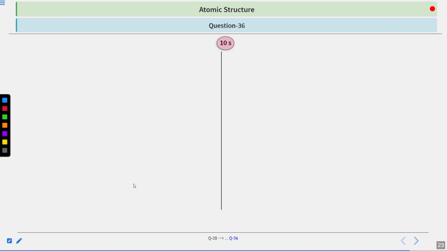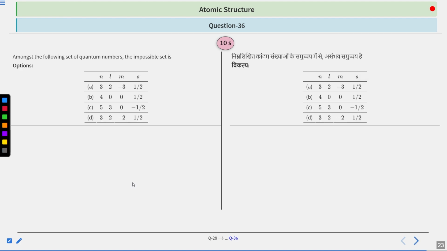Now moving on to the next question. Question number 36 says that amongst the following set of quantum numbers, the impossible set is. Your options are: A, n equals 3, L equals 2, m equals minus 3, s equals half. Option B, n equals 4, L equals 0, m equals 0, s equals 1 by 2. Option C, n equals 5, L equals 3, m equals 0, and s equals minus 1 by 2. And option D, n equals 3, L equals 2, m equals minus 2, and s equals half.